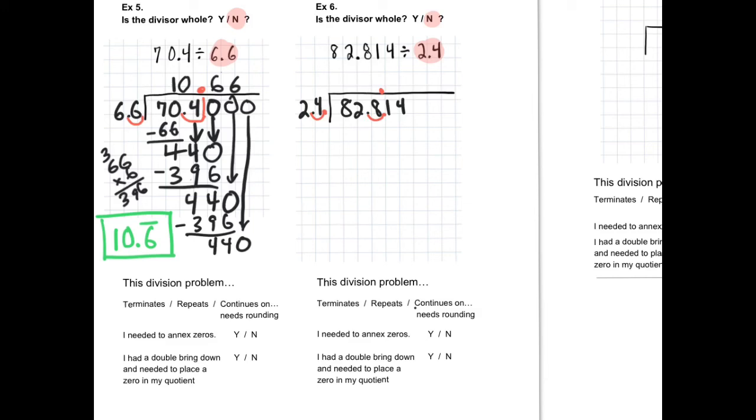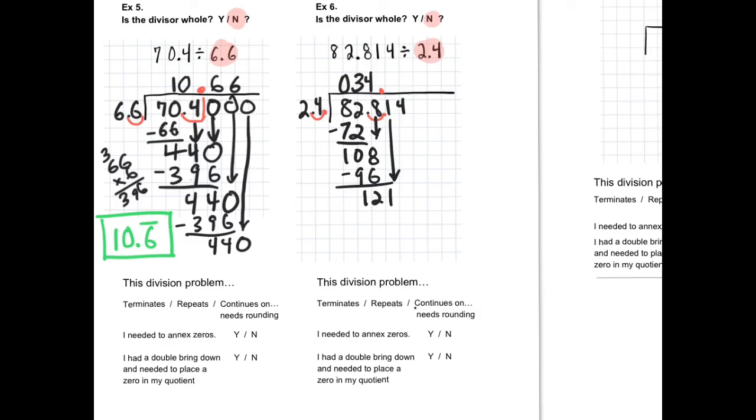24 does not go into 8, but it does go into 82 about 3 times. Multiply 24 times 3 and you get 72. Subtract 82 and 72 and you get 10. And we are ready to bring down the next digit, which is an 8. How many times do you think 24 goes into 108? How about 4 times? 4 times 24 is 96. Subtract 96 from 108 and we get 12. And then bring down the next digit, which is a 1.